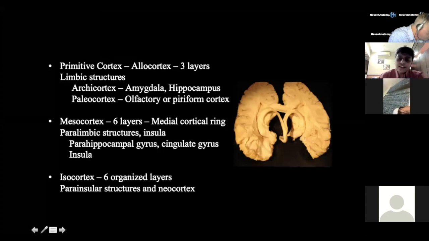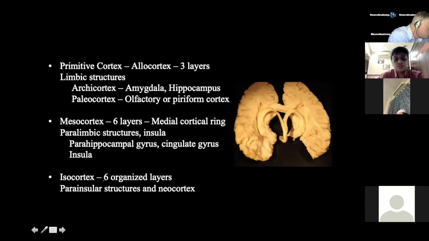Medial to the amygdala and the hippocampus, an intermediate layer started forming, an intermediate ring. This had 6 layers, but they were not organized 6 layers. And they formed the parahippocampal gyrus and the cingulate gyrus on the medial aspect. And on the lateral aspect, you had the insula. The insula forms an external shield of the central core, as we saw in the last lecture. And as the organization progressed, you had the neocortex or the isocortex, which constituted the parainsular structures and all the neocortex that we see on the cerebral hemisphere.